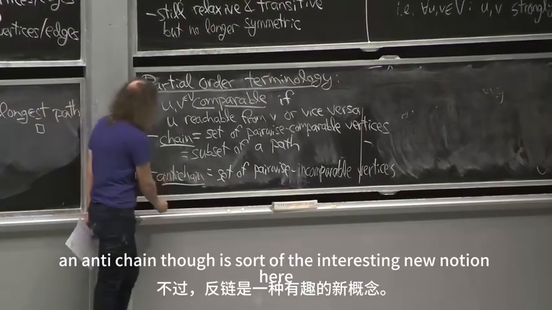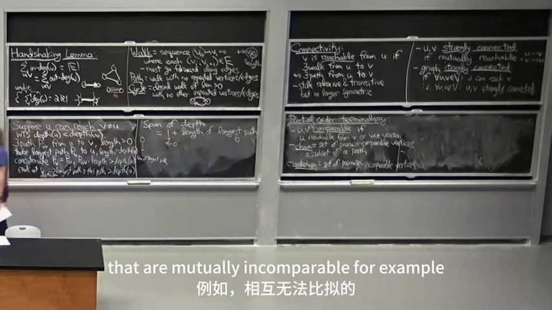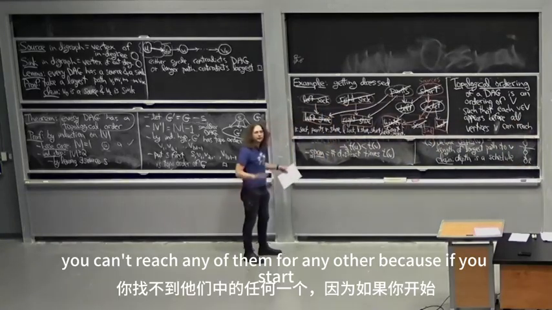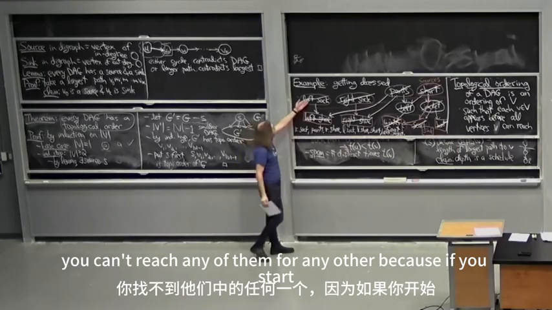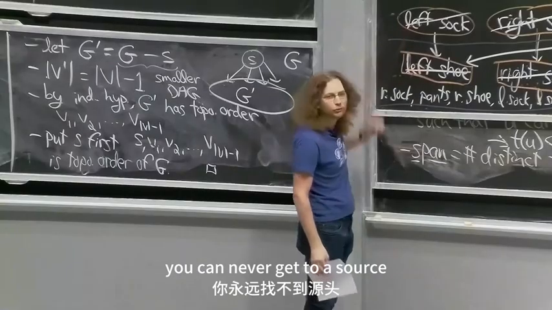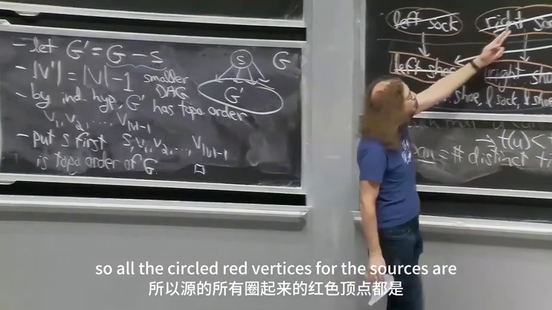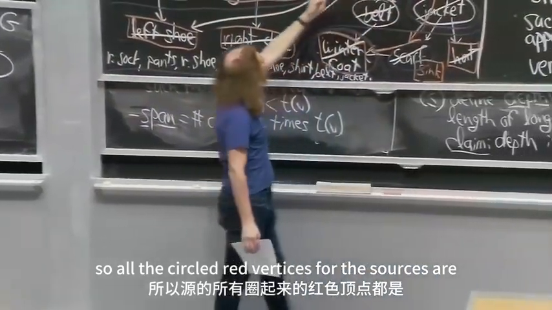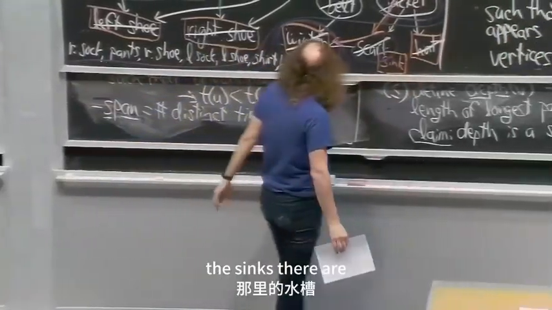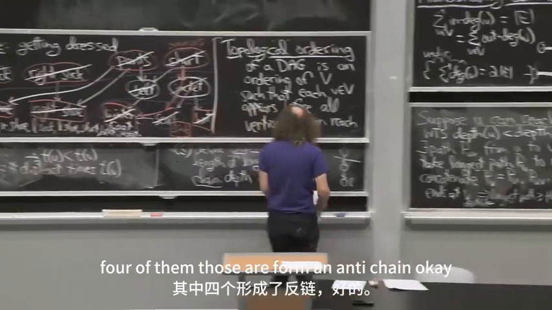An antichain, though, is sort of the interesting new notion here. That's going to be a set of vertices that are mutually incomparable. For example, all the sources, by definition, you can't reach any of them from any other, because if you start outside, you can never get to a source, unless you started at that exact source. So all the circled red vertices for the sources are an antichain. So are all the squared ones at the bottom. Those are the sinks. There are four of them. Those form an antichain. Okay?